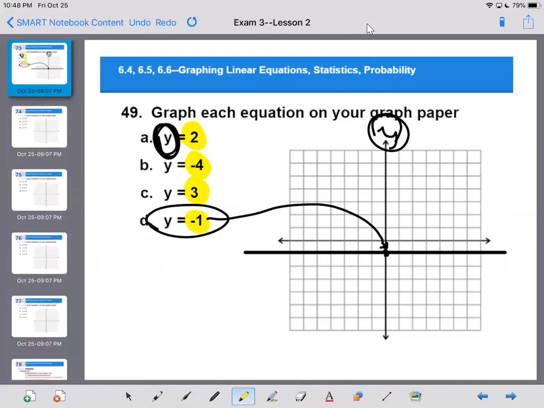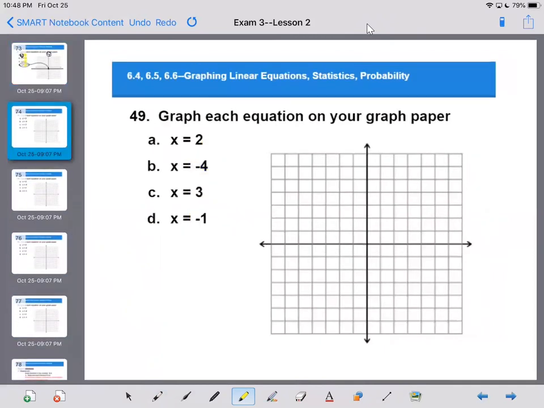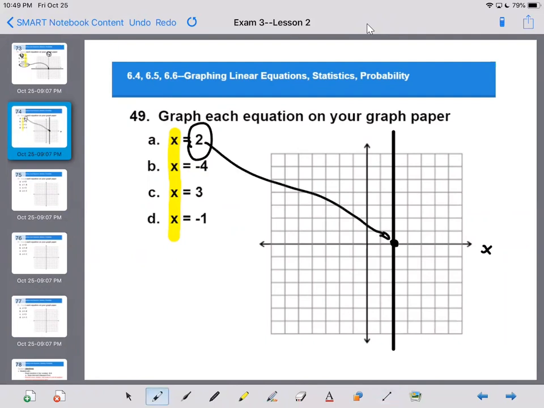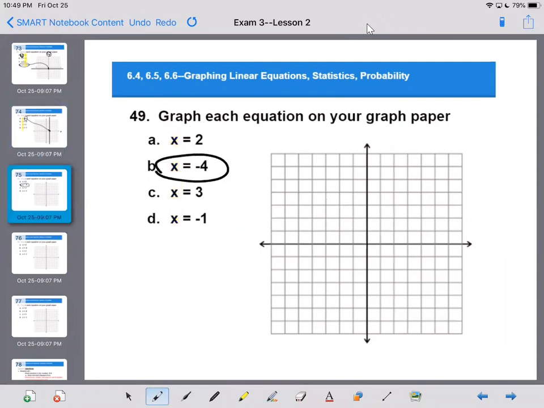Then you've got a set of examples where you see everything is x equals. Well, that means that we're going to intersect the x-axis. Where? At the point given. So x equals 2. So we're going to come to the right 2 of 0, and we're going to plot this line. And it is a vertical line that crosses the x-axis at the given value. X equals -4. Go to the left 4, plot the x-intercept, draw your line.